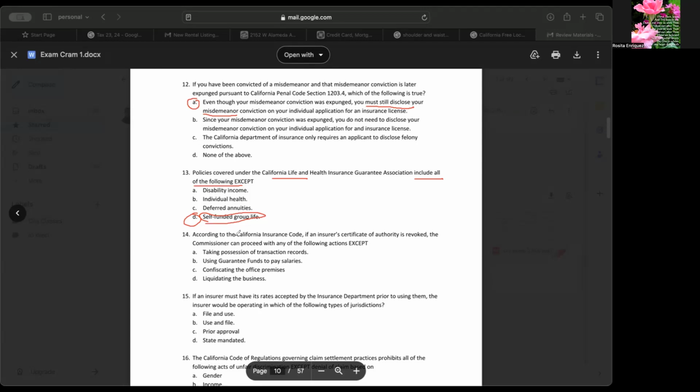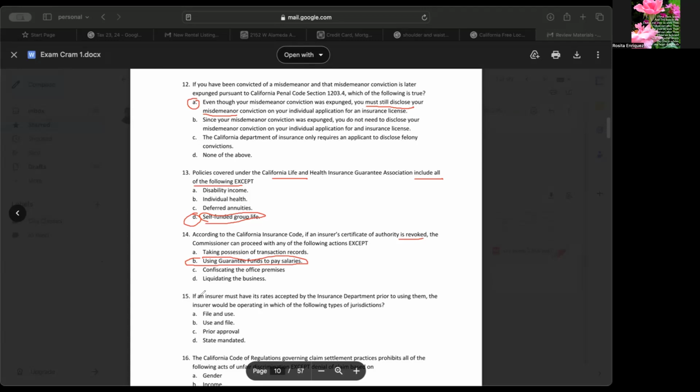Number 14, according to the California Insurance Code, if an insurer's certificate of authority is revoked, the commissioner can proceed with any of the following actions, except using guarantee funds to pay salaries. That cannot be done. That action cannot be done by the commissioner.